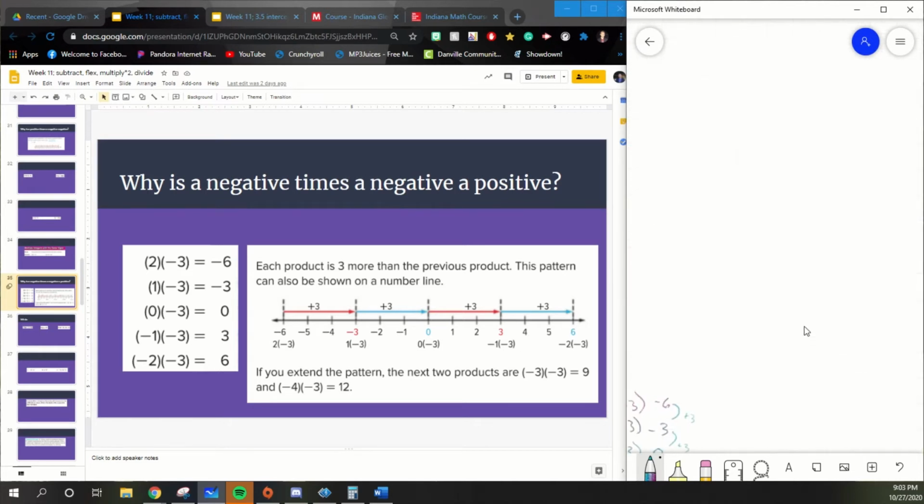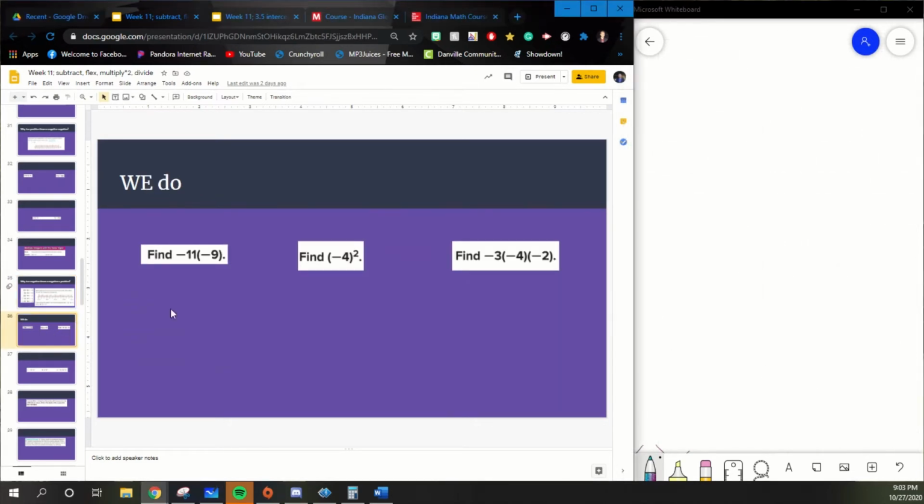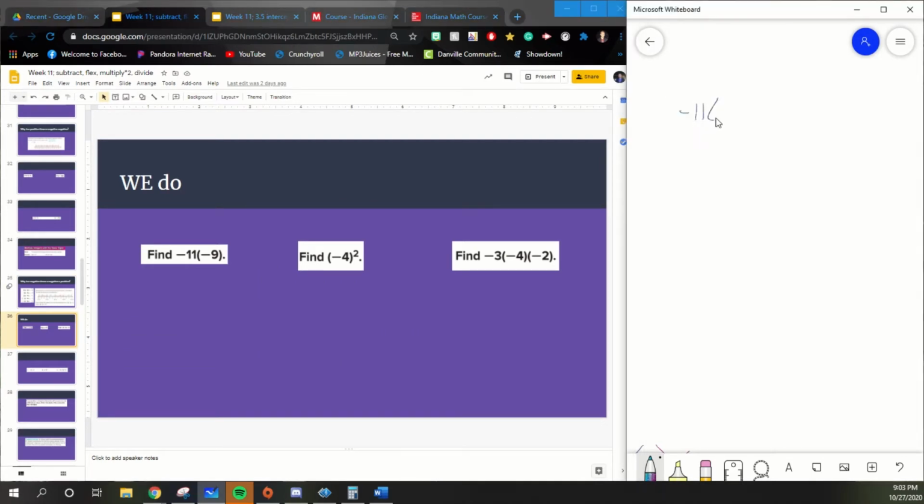But you don't really need to know the why, you just need to know the results. So the results are anything negative times negative is positive. So a negative 11 times a negative 9 will give you a positive 99. Negative 4 squared, all that's saying is negative 4 times negative 4. Negative 4 times negative 4 is a positive 16.